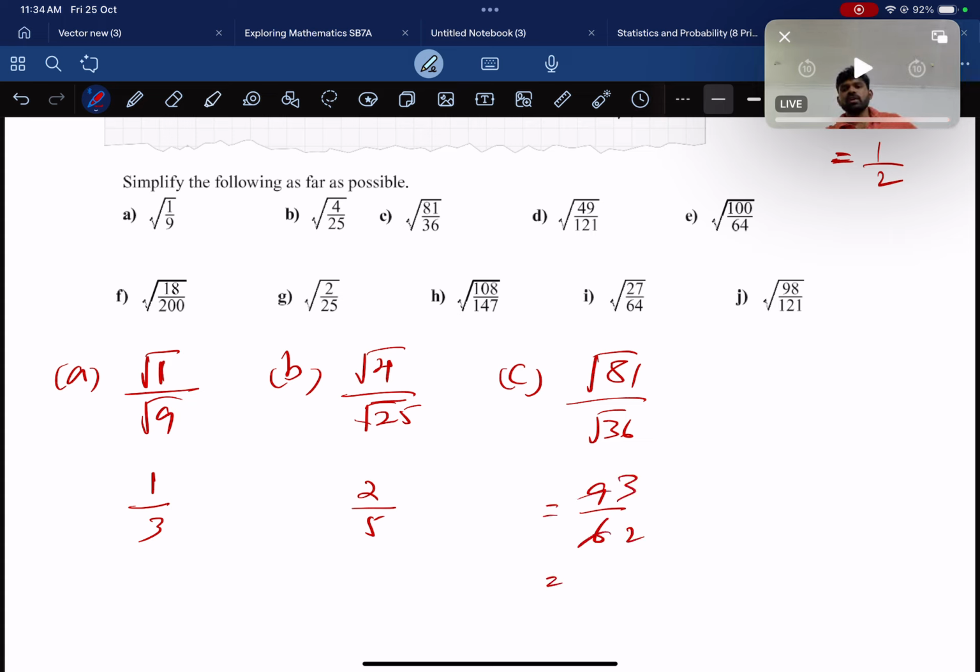Okay, these parts are for the extended students, so make sure that you do it correctly and learn perfect square root values up to 20. That will really help you out. Okay, the rest of the questions, D, E, F, G, H, I, J, K, you can do by yourself.